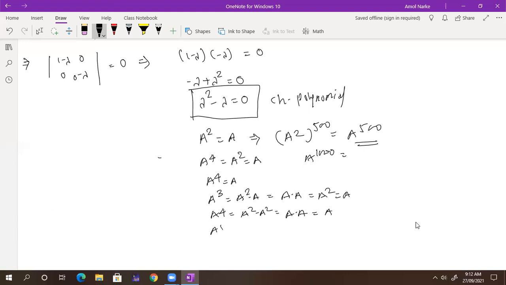What is A raised to 5? A raised to 4 into A. What is A raised to 4 you calculated? It is A, into A, so you are getting A. What can you say about A raised to 1000? It will also be equal to A. Yes, that is what I'm saying. So that is the correct answer: A.